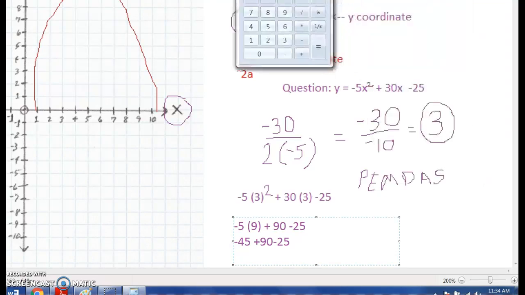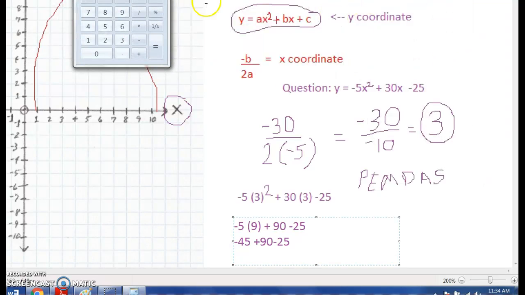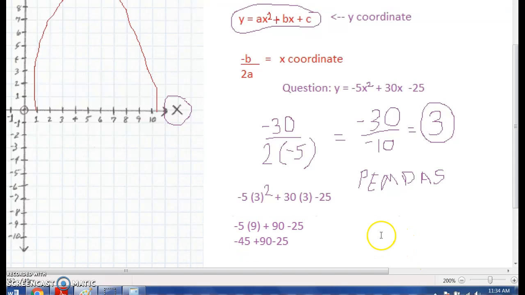Going to move my calculator now. So all of this was giving me my y coordinate. So my y coordinate is going to be a 20. Okay? So now I know that the x is a 3 and the y is a 20.